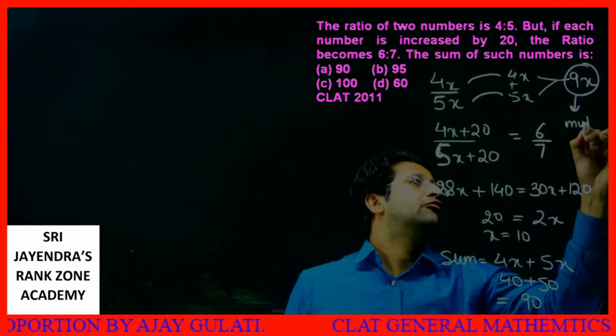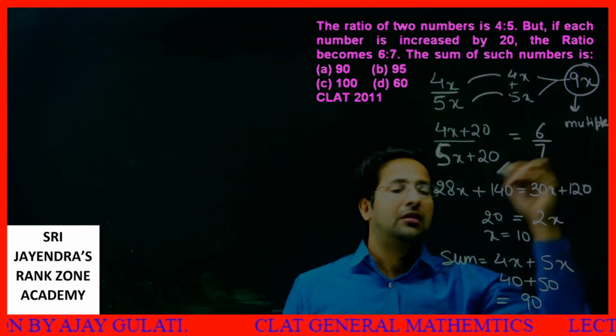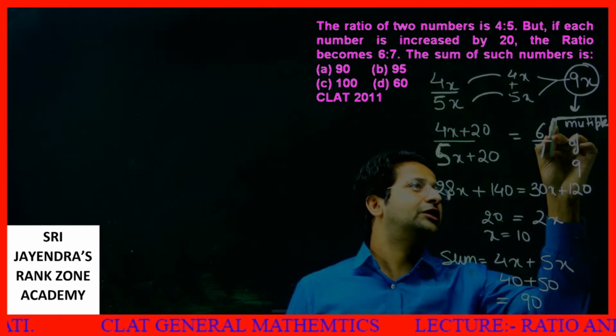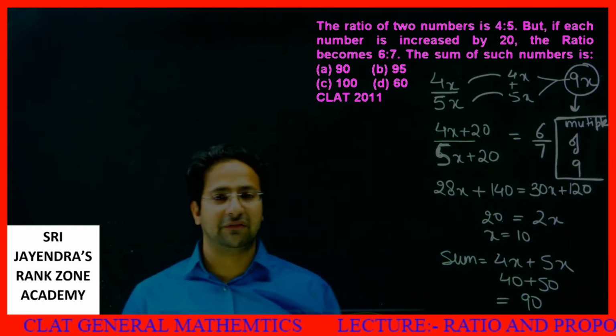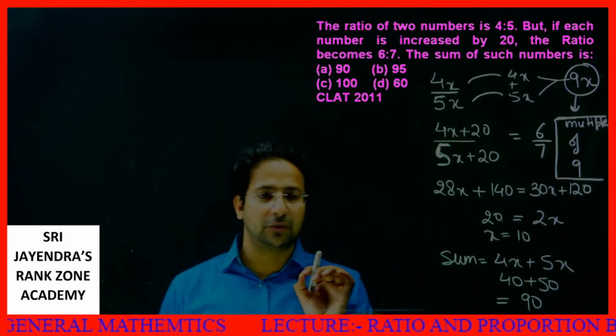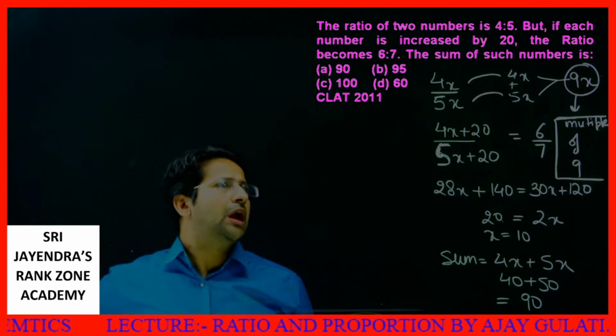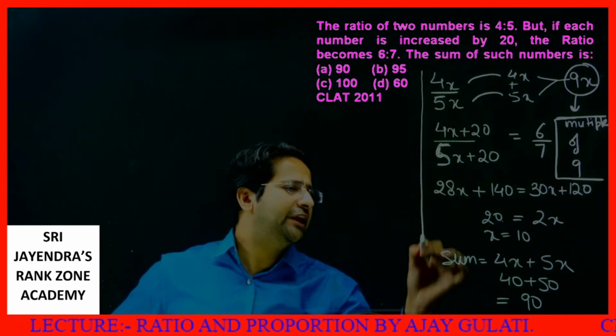Answer will be a multiple of 9. You got this? How many options are there which are divisible by 9? Only the first option is the one which is divisible by 9. Okay students, and now one more very elegant method.